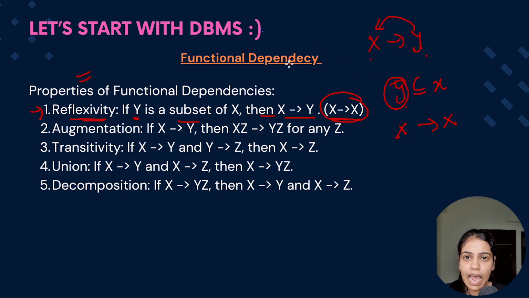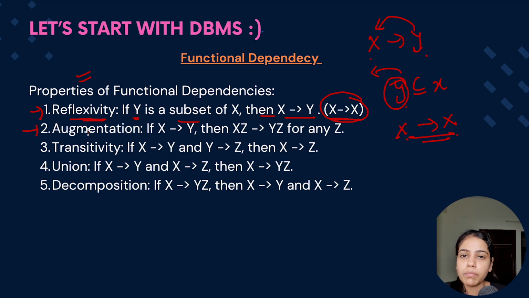So a particular attribute can always determine itself, and it can determine Y if Y is a subset of X. So X determines X always holds true in terms of the reflexivity property. Because Y is a subset of X, Y would always have values which are in X. So X determines X always holds true.